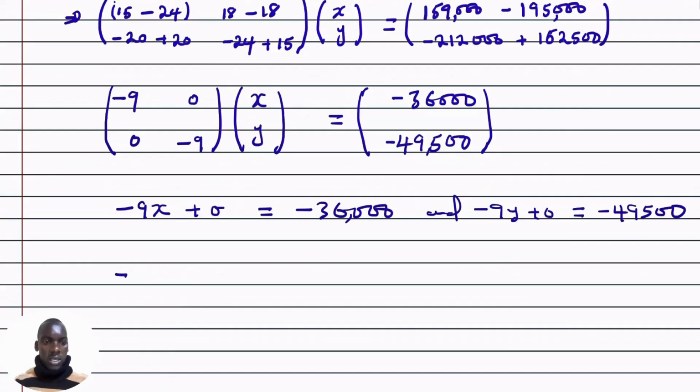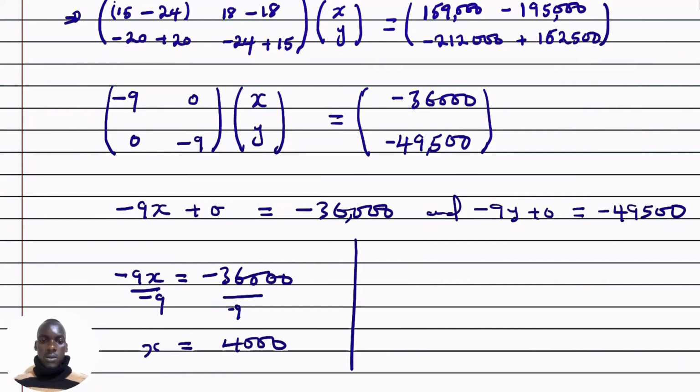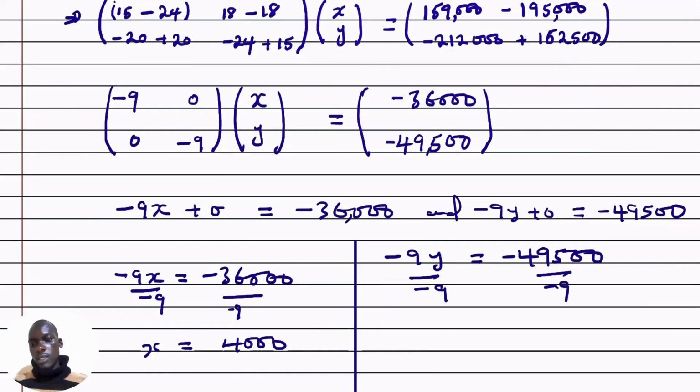So in here, to get the value of x, we are going to divide through by negative 9. So divide through by negative 9. So our x equals 4,000. Also, from this, negative 9y being equal to the negative 49,500. As we divide through by negative 9, we are getting the value of y being equal to the 5,500.